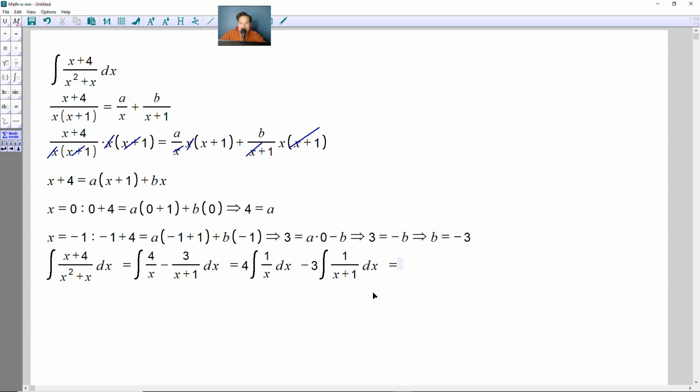Then you can anti-differentiate each one. It's going to be 4 times the ln, using the ln rule for 1 over x, so 4 times ln of the absolute value of x. You need the absolute value bars because x could be negative, and ln cannot take negative values. The next one is going to be minus 3, and because we have only x plus 1 in the bottom of the expression, this is again ln of the absolute value of x plus 1, and then you add the C at the very end. And then this is the answer.